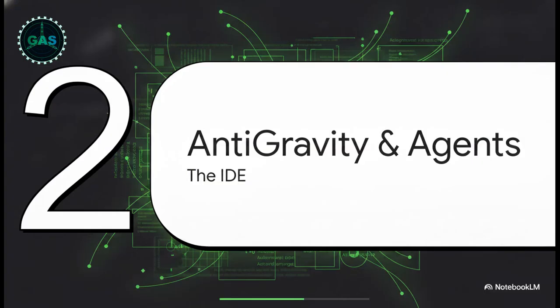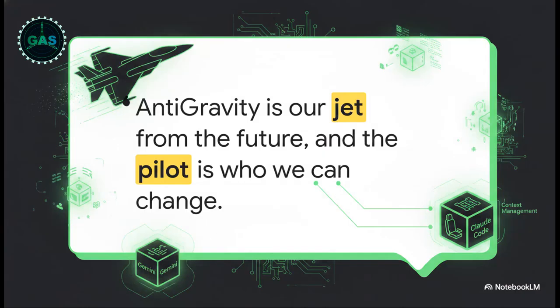Moving right along to part 2, anti-gravity and agentic systems, the IDE. So the engine powering this entire shift is Google's anti-gravity. The source material perfectly describes it like this: anti-gravity is our jet from the future, and the pilot is who we can change. Think of it exactly like an advanced fighter jet. You can easily swap out the pilot based on exactly what you need, whether you're plugging in Gemini for some front-end design or Claude Code for really deep troubleshooting.